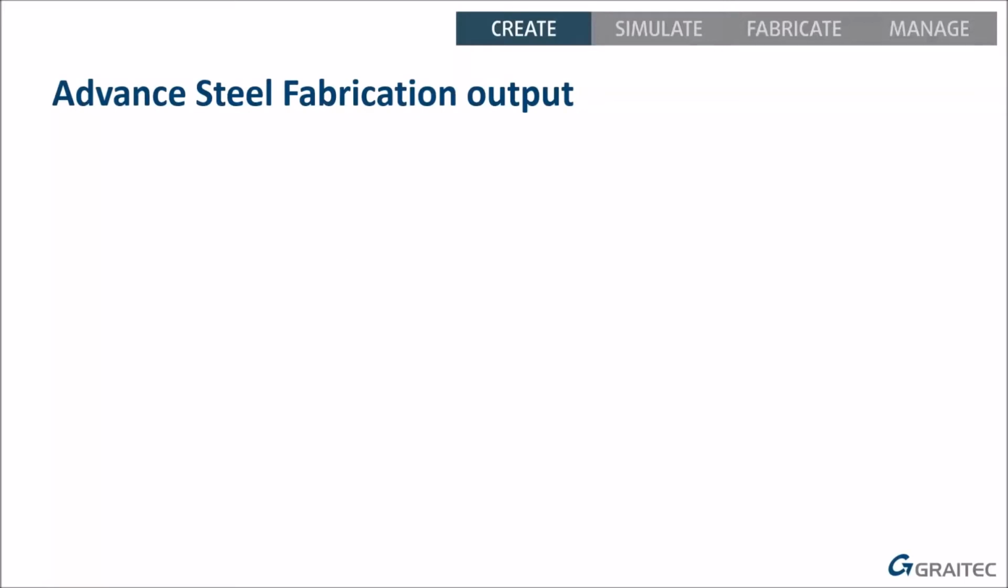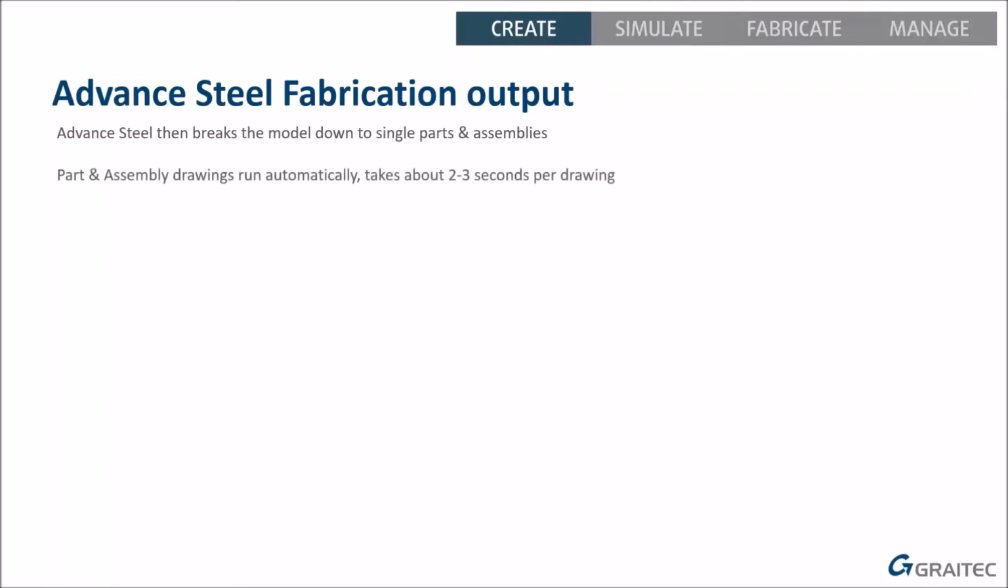So, like I said, we'll move on to the fabrication output next. Once we have done the modelling, Advanced Steel can then break that model down into the single parts and the assemblies. The part and assembly drawings will run automatically, and it takes, on an average machine, 2 to 3 seconds per drawing. That's all of the views, all the dimensions, and I'm going to show all of that in a second.